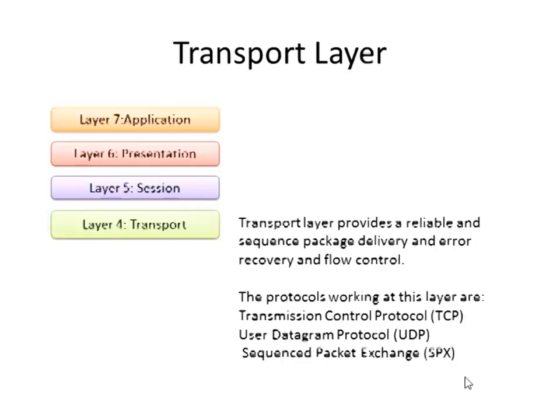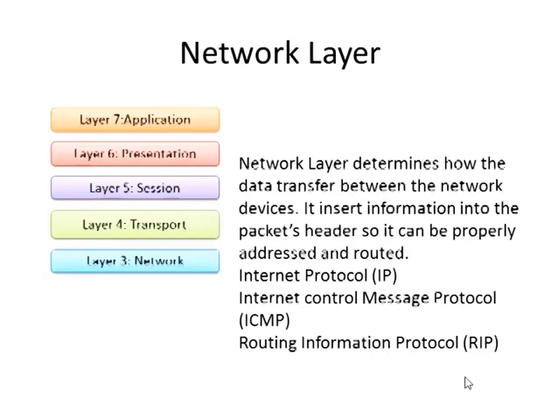Layer 4, Transport Layer. The transport layer provides reliable and sequenced packet delivery, error recovery, and flow control. The main protocols are Transmission Control Protocol (TCP), User Datagram Protocol (UDP), Secure Sockets Layer (SSL), and Sequenced Packet Exchange (SPX).